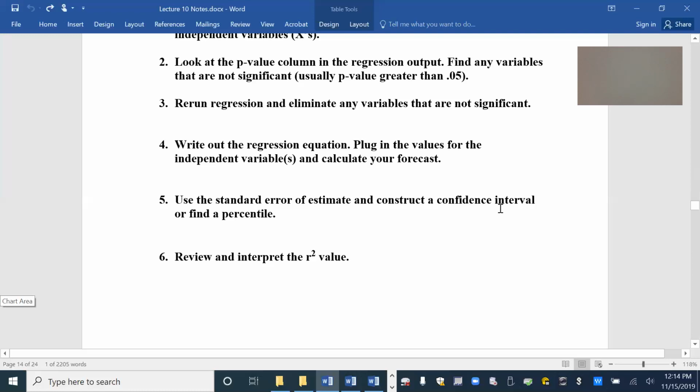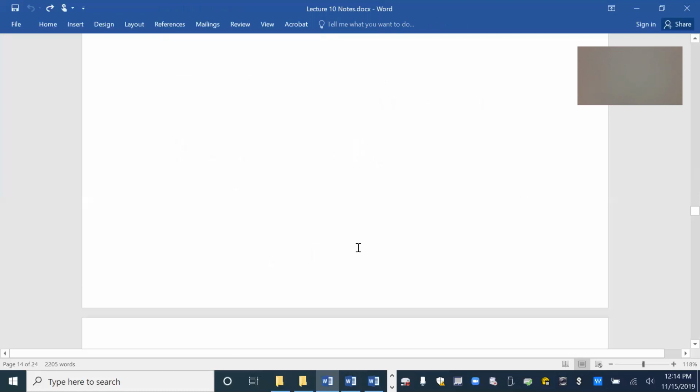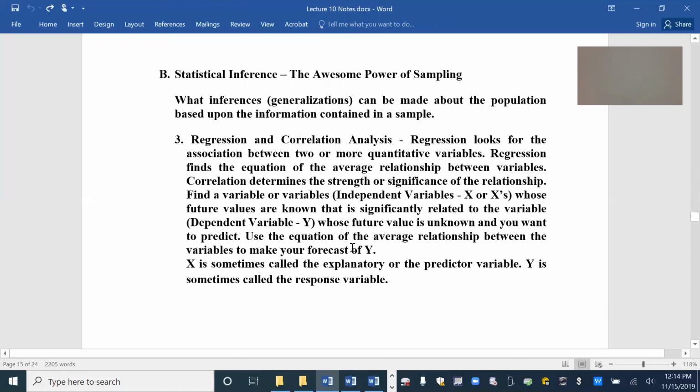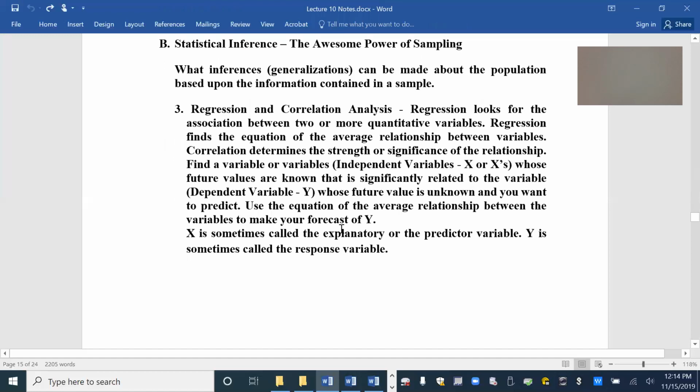Then we do a confidence interval around our forecast using the standard error of the estimate. And then we review and interpret R squared. Easy peasy, huh? Good. All right, so what is regression and correlation?